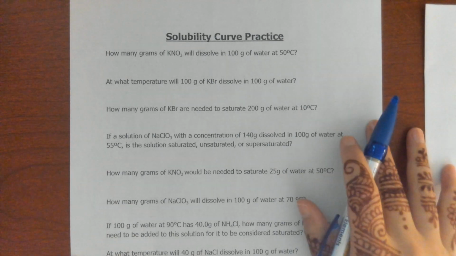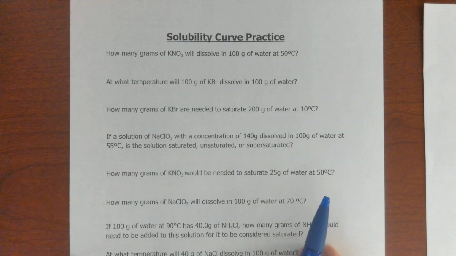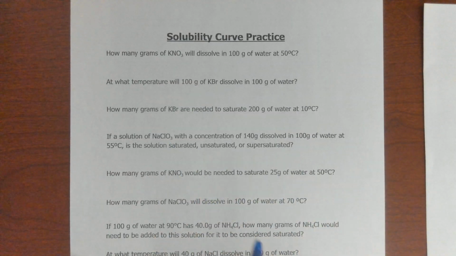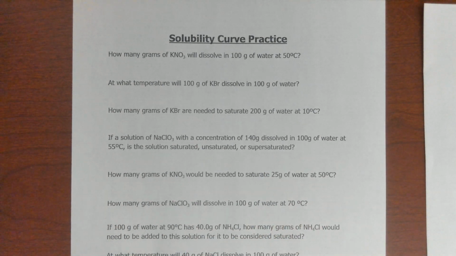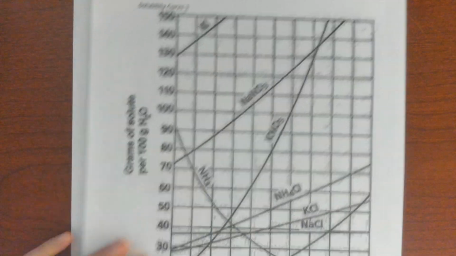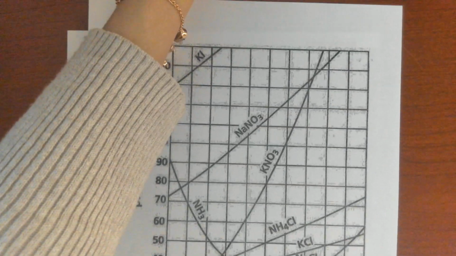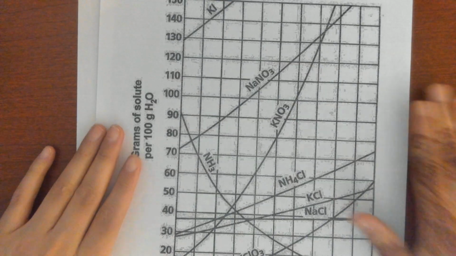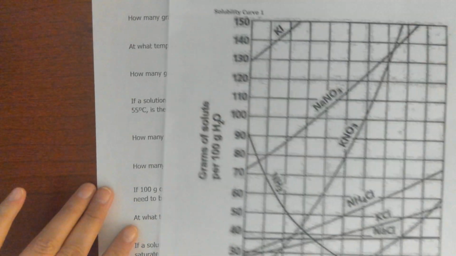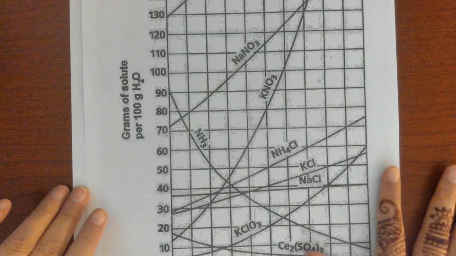So I'll be going over some examples on solubility curves, how to read it, and how to answer some of these different types of questions. This is just some sample questions, and I also have this solubility curve. This is what this graph is called, and it's actually double-sided. So we may have to go back and forth depending on the line that we have to use, and that'll help us answer these questions here.